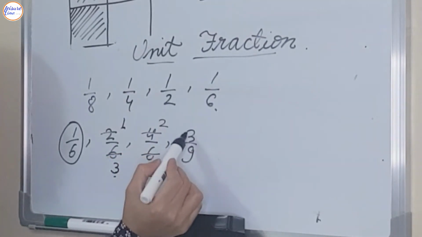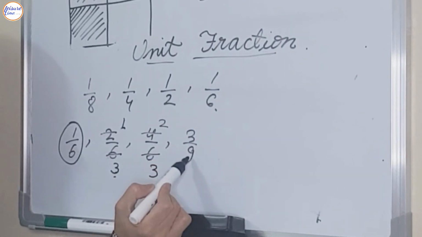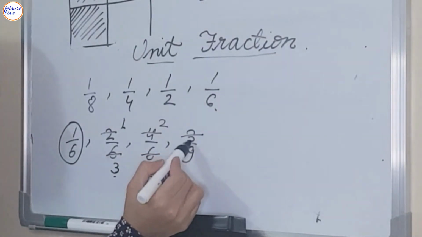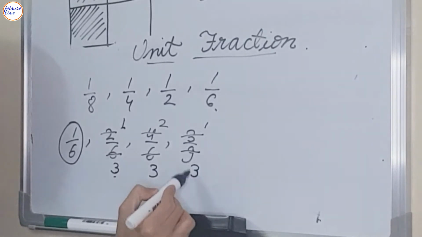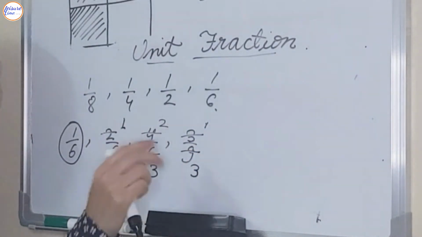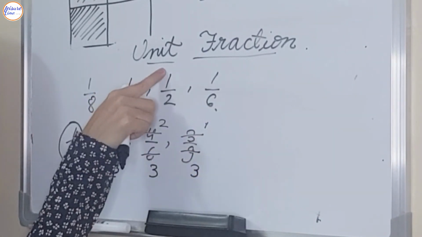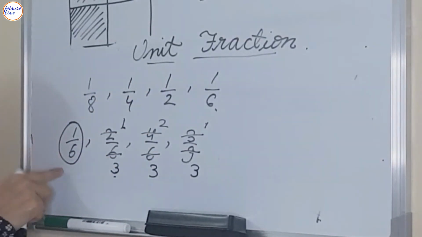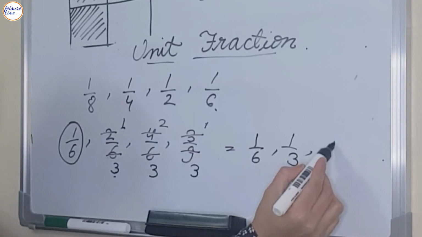Okay. Now this fraction, 3 divided by 9. 3 is the numerator and 9 is the denominator. Both numbers are divisible by 3. 3 divided by 3 is 1, and 9 divided by 3 is 3. So the numerator is 1 and the denominator is 3. It means this fraction is a unit fraction. Clear? So how many of these are unit fractions? First this 1 by 6, then 1 by 3, and 1 by 3 again.